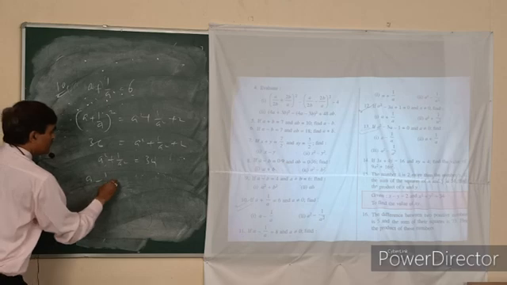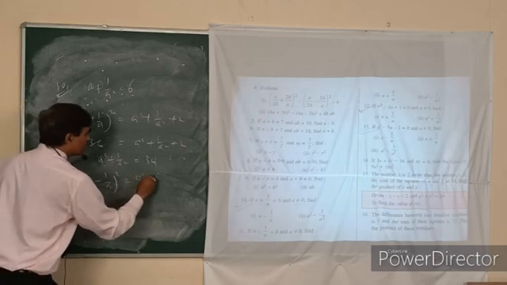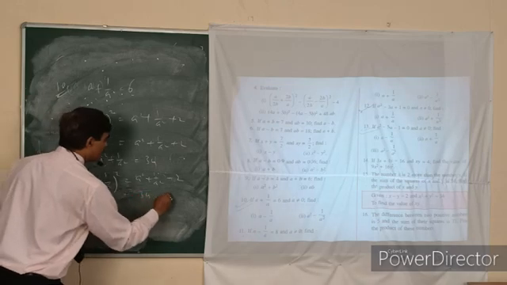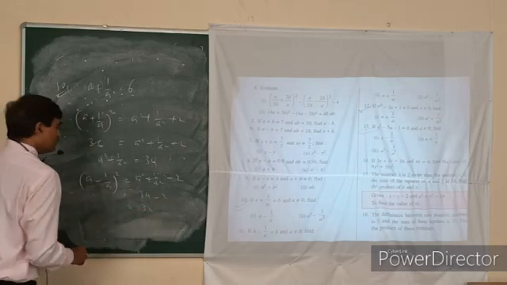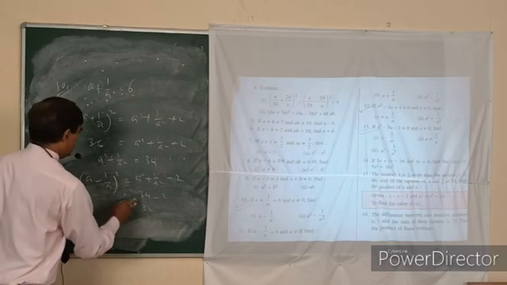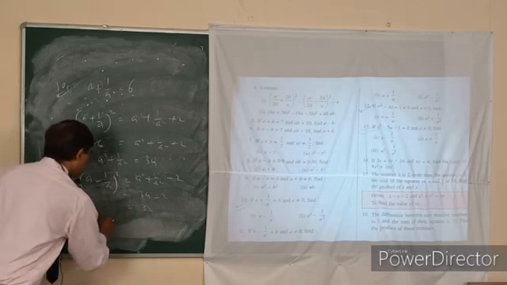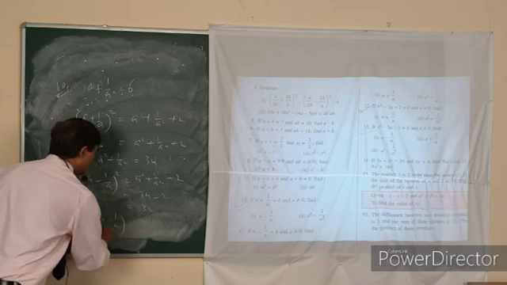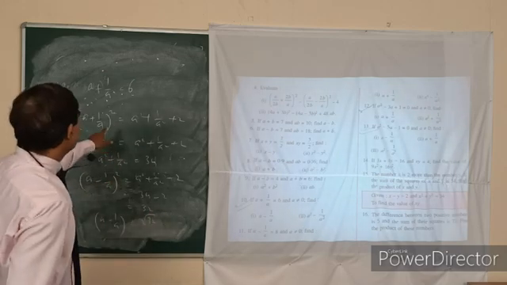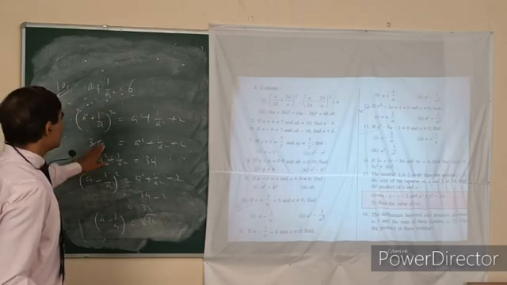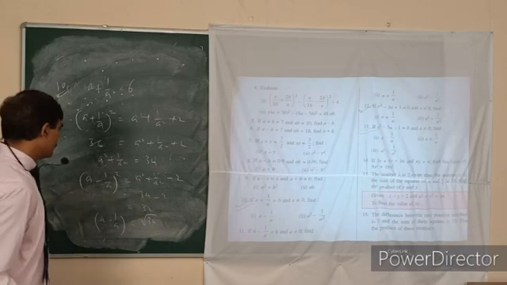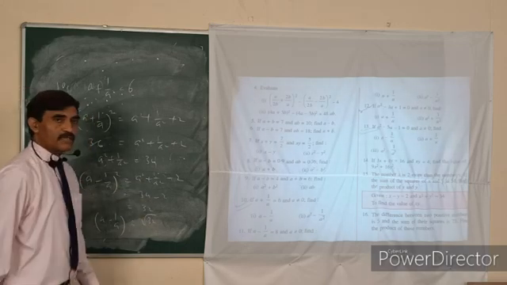Now (a minus 1 upon a) whole square will be a square plus 1 upon a square minus 2. That makes 34 minus 2, that is 32. So it will become a minus 1 upon a is equal to under root 32. Let us check it over here. This is 6 given over here, 6 squared is 36, a square plus 1 upon a square, this minus 2, 34, 34 minus 2. Okay. So this is the value for that.